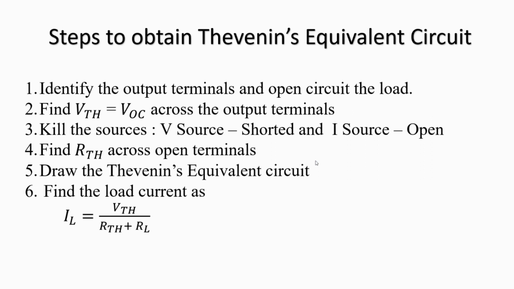The next step is to draw the Thevenin's equivalent circuit, wherein we'll be replacing the entire network with a voltage source, which is VTH, in series with the resistance called the RTH. And then we are going to include the load which we had removed in the first step. So all this put together is the Thevenin's equivalent circuit. And lastly, we can compute the load current. In order to do that, we can find it as VTH divided by RTH plus RL is equal to IL. So let's just look at an example and apply these steps one at a time to get a clearer picture as to how we can obtain the Thevenin's equivalent circuit.